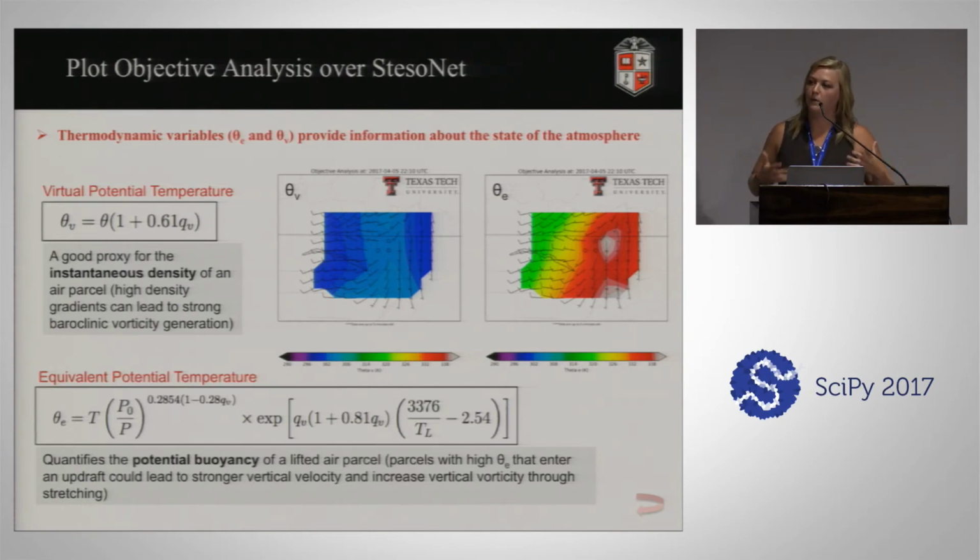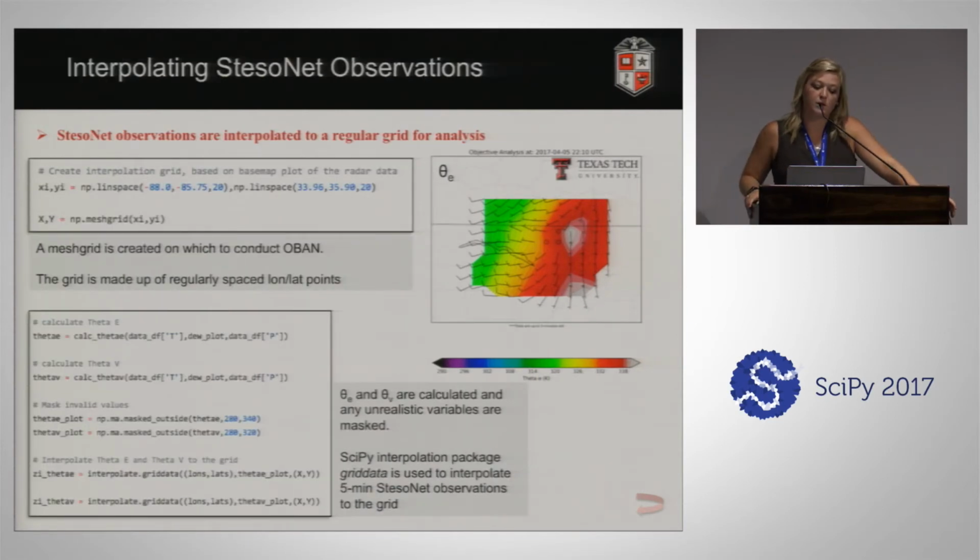So that's kind of why we wanted to investigate the mesoscale region in between, because storms pop up between the probes. We need to know at least what an objective analysis is doing. So how do we do that? We interpolated the StesoNet observations.